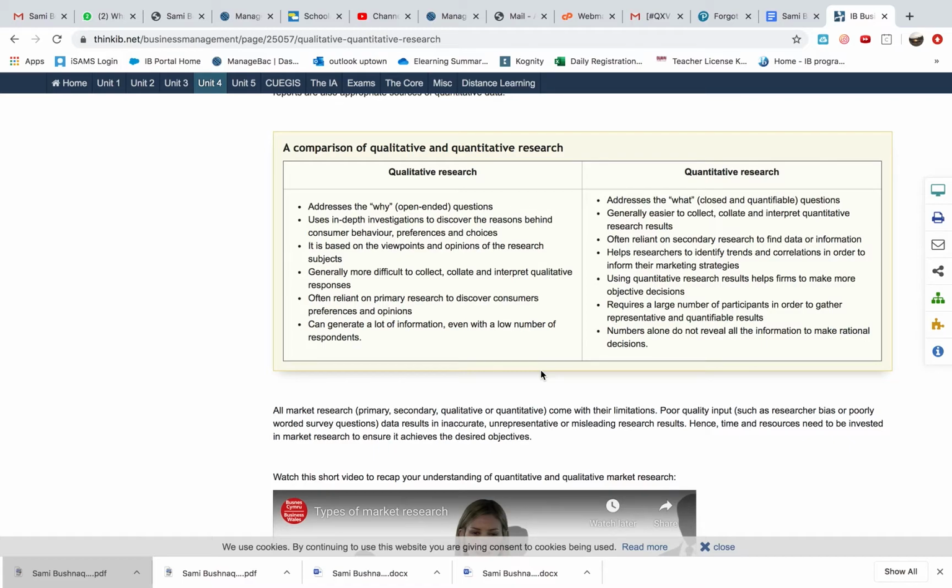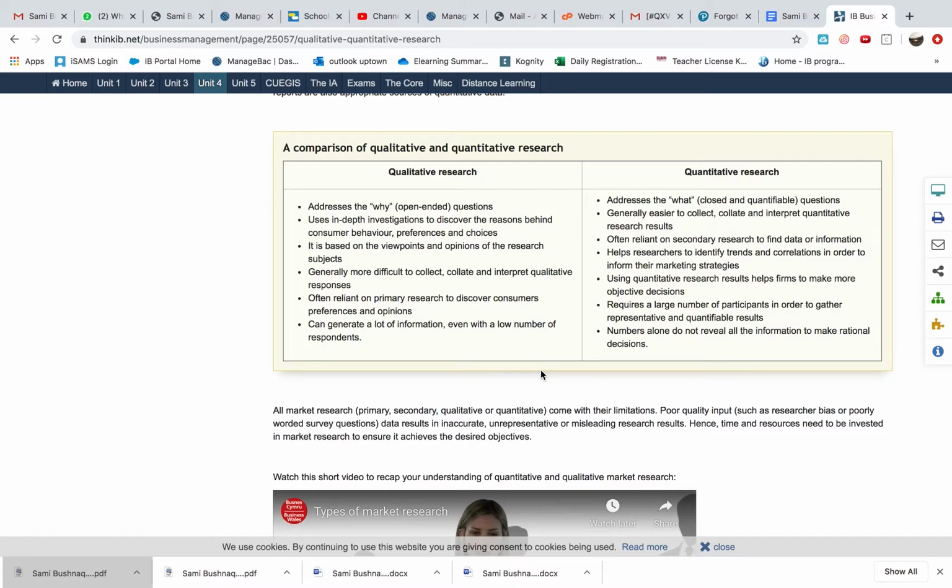The quantitative research, on the other hand, addresses the what. These are more closed and quantifiable type questions. So yes or no, true or false, A, B, C. Generally, it's easier to collect, interpret, and look at the results. It does rely often on secondary research to find data or information. It helps researchers identify trends because you can look at lines and percentages in order to inform their marketing strategies. Using quantitative research helps a firm make more objective decisions.